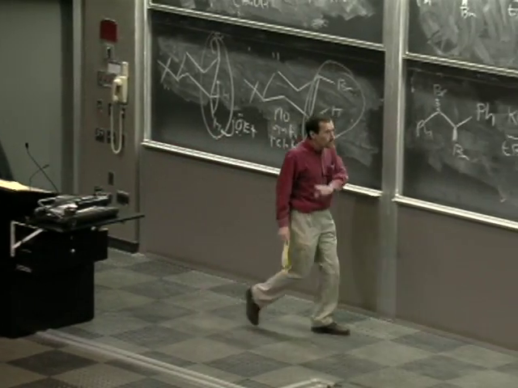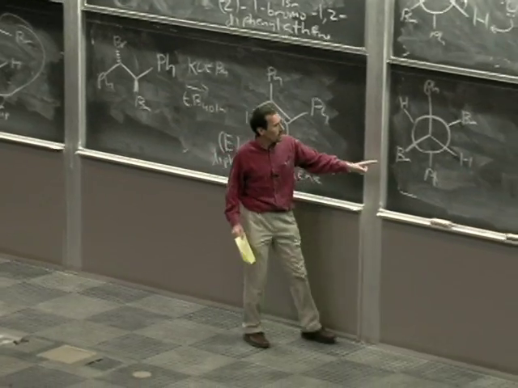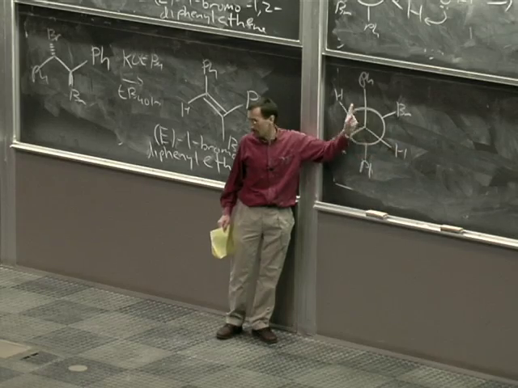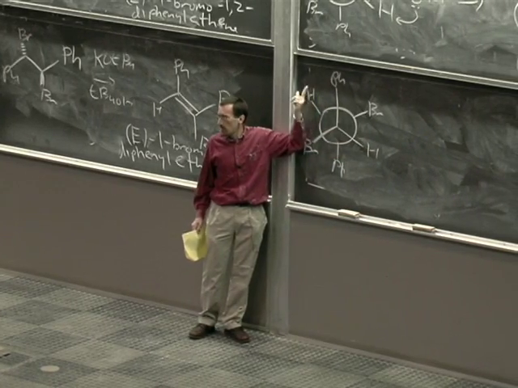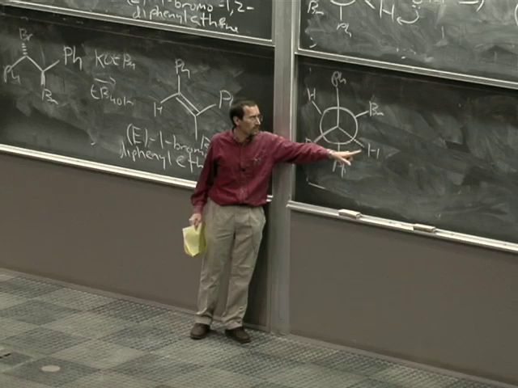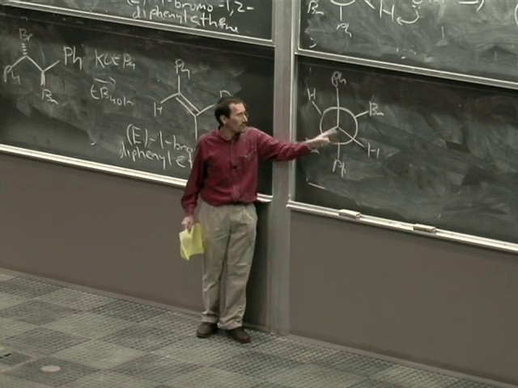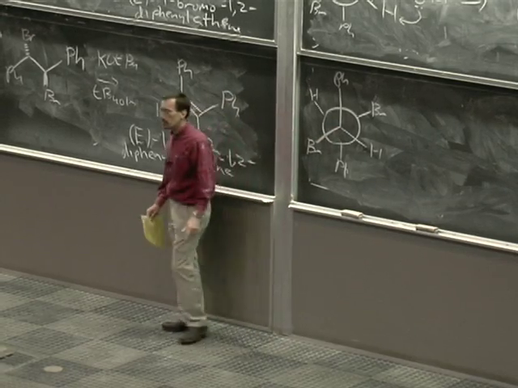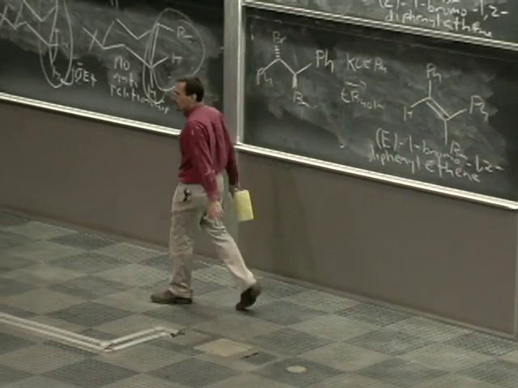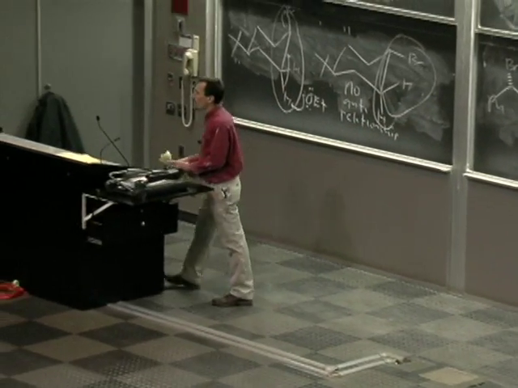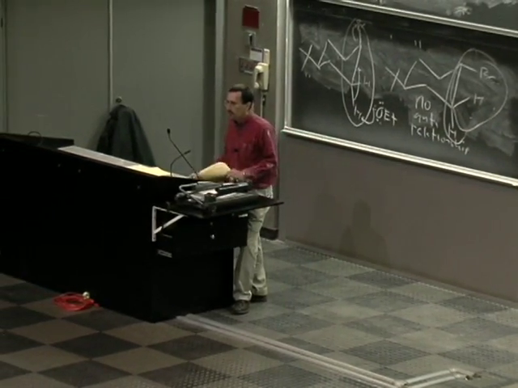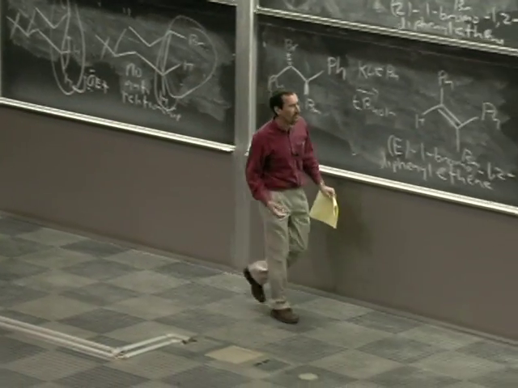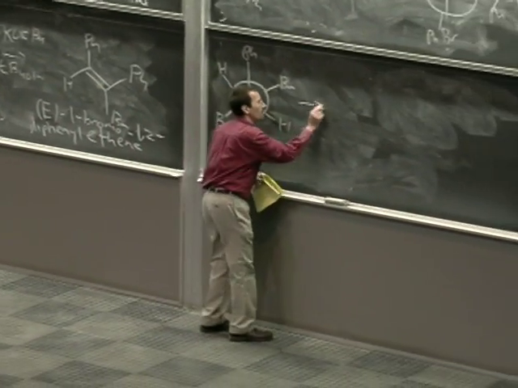Now, in this particular rotamer, there's no anti-periplanar relationship. This hydrogen is opposite to that hydrogen, and there's no anti-periplanar relationship between a hydrogen and a bromine. This hydrogen's opposite to that hydrogen. The two bromines are opposite to each other. But not a problem. As I said before, rotation about carbon-carbon single bonds occurs quite readily. And so we rotate through all different rotamers. You have a dynamic equilibrium.